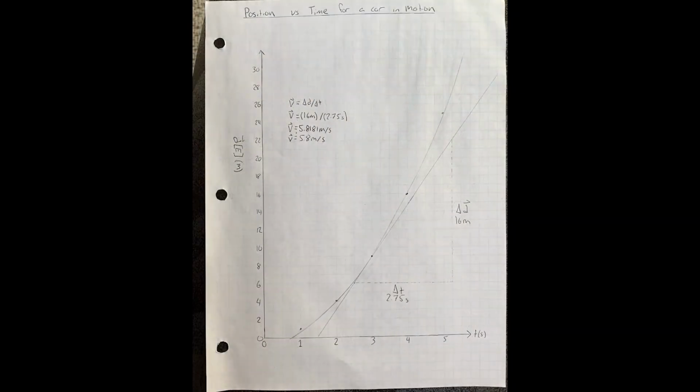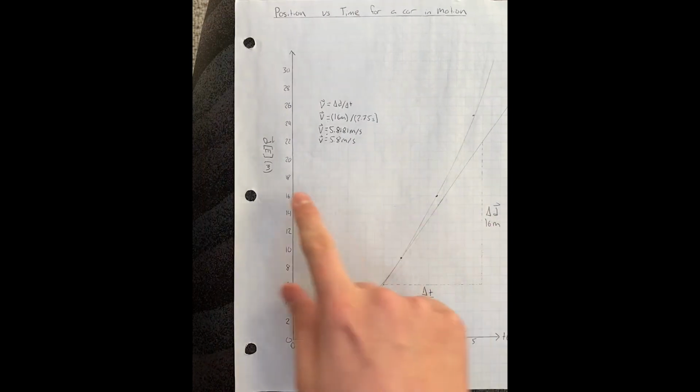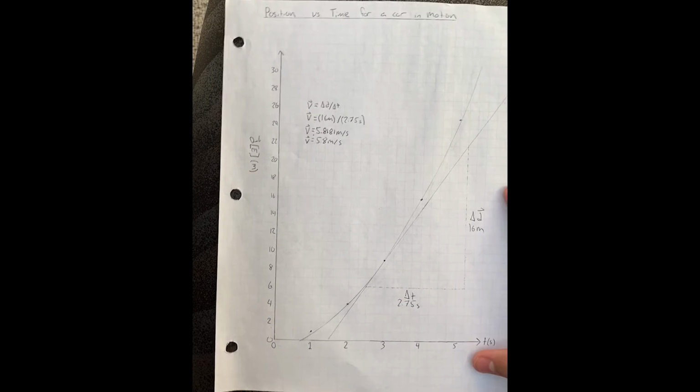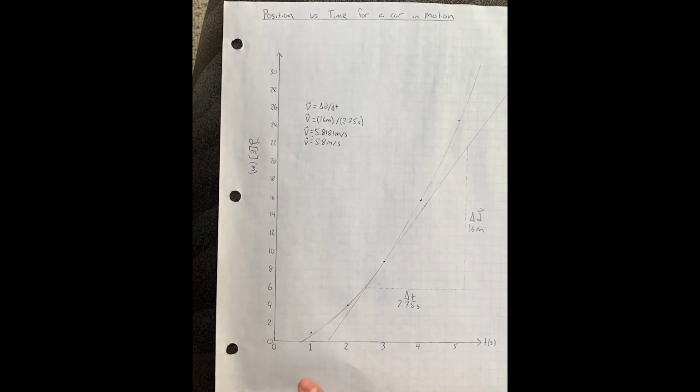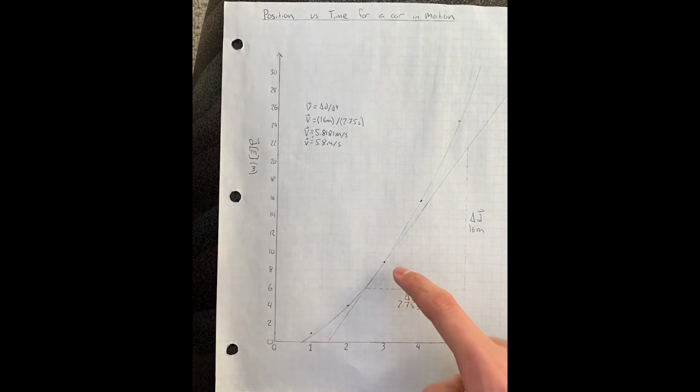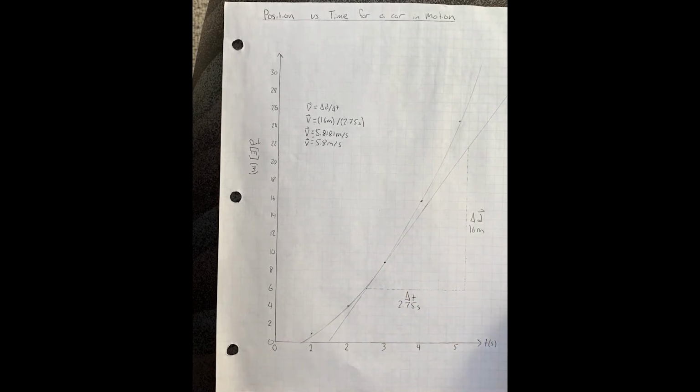So this is a position versus time graph for the motion of the car that we just looked at. So we have displacement in meters on the y-axis and then time in seconds on the x-axis. And then we just plotted the points that we were given. So after 1 second, it was displaced 1 meter. After 2 seconds, it was displaced 4 meters, and so on. So we want to solve for the instantaneous velocity at 3 seconds. So at the instant that 3 seconds has gone by, what was the velocity of this car?